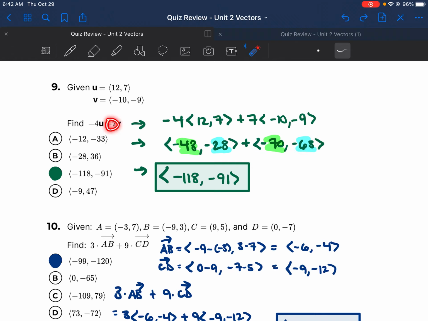Now, we need to add these vectors together. So we're going to add their components together. The horizontal components for each vector are here in green. Negative 48 plus negative 70 gives us negative 118. The vertical components are here in blue. Negative 28 plus negative 63 gives us negative 91. And this is the sum, negative 4 times vector u plus 7 times vector v.